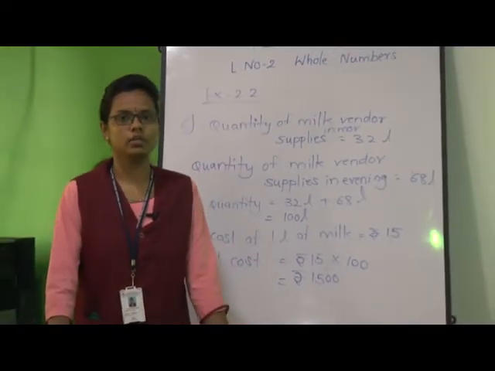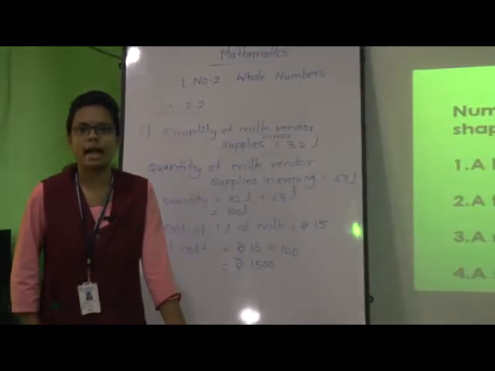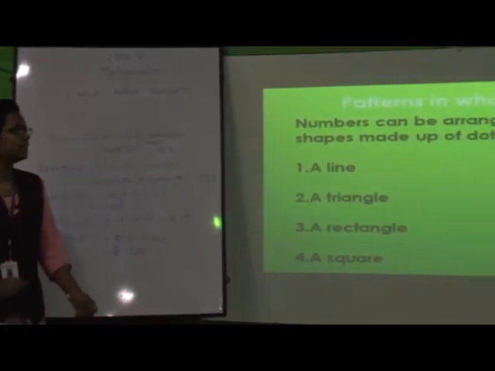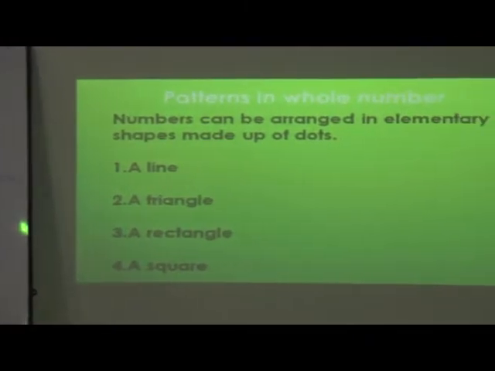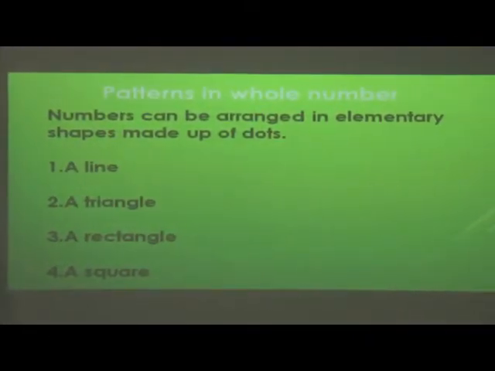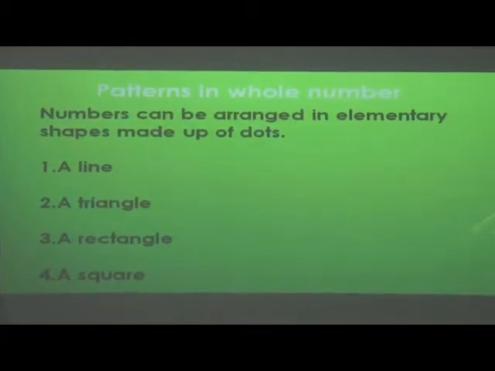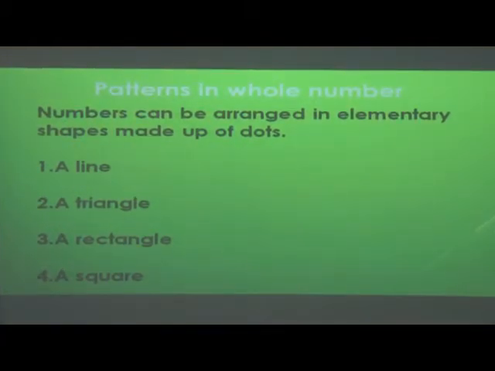Now we are going to see the patterns of whole numbers. Numbers can be arranged in elementary shapes made up of dots. So dots can be made in the form of a line, a triangle, a rectangle and a square. Let us see in detail how these different patterns of dots are made.